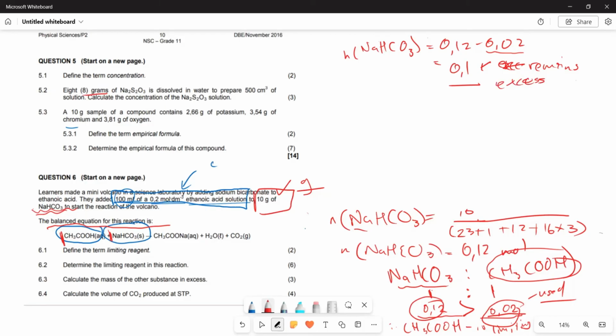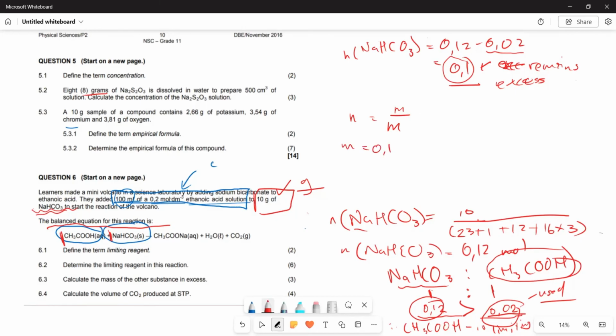Now look, now let's continue. Then what is it that you are going to do from here? Now that you have your excess, the one that is remaining, you are going to come back and say, let me then calculate my mass, because that's what we are looking for. Then the mass of this one is going to be what?